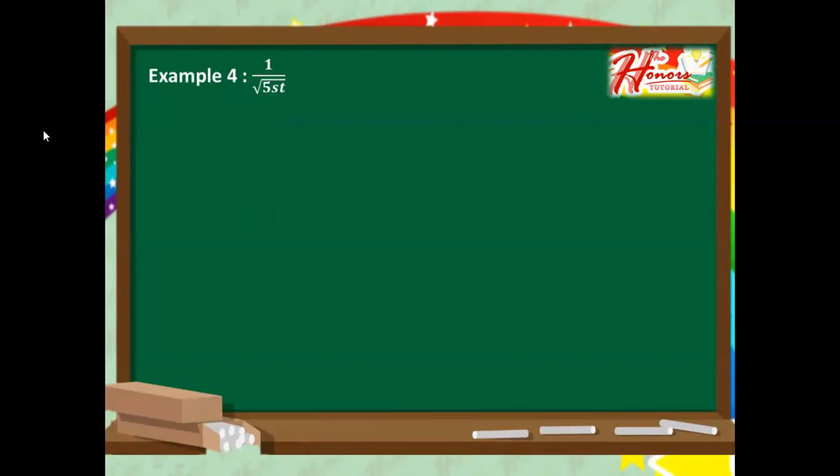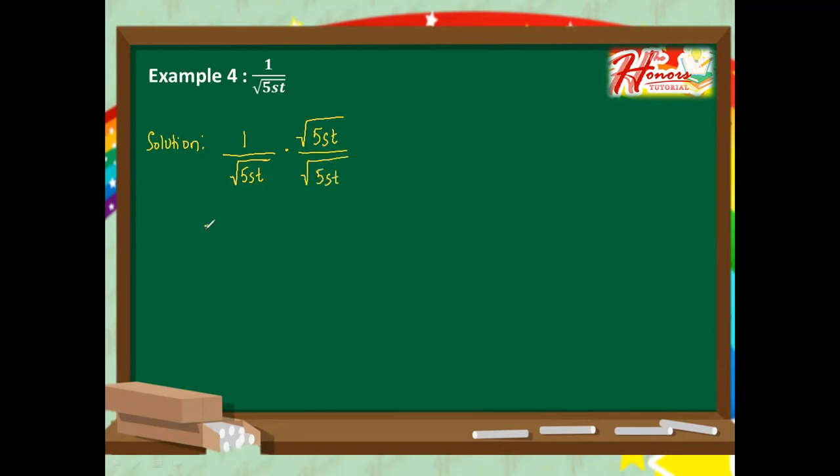We also have here 1 over square root of 5st. For your solution, kindly write the given first. So we have here 1 over square root of 5st. We have to multiply the numerator and denominator by our denominator, which is square root of 5st over square root of 5st.